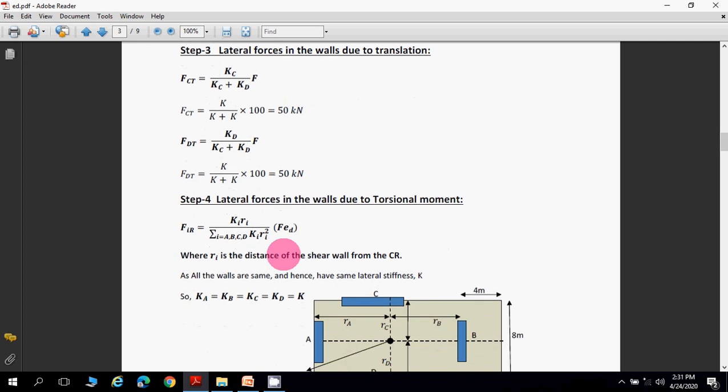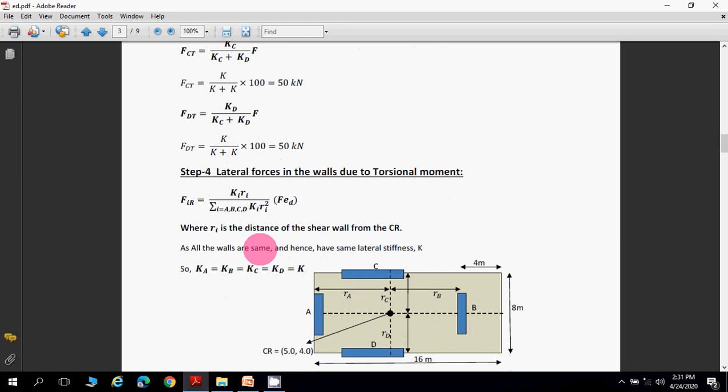Then in step number 4, we have to calculate the lateral forces due to torsional movement, which will be given by F_iR = (k_i r_i / Σ k_i r_i²) × F × e_d. Here F is the total shear force in the direction of X, and e_d is the design eccentricity in the direction of X.